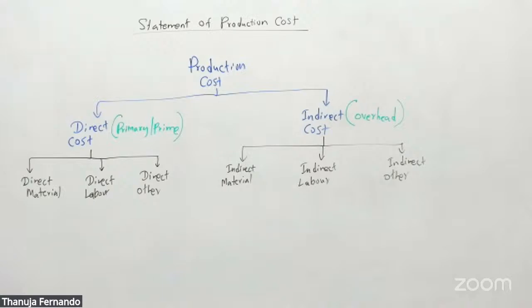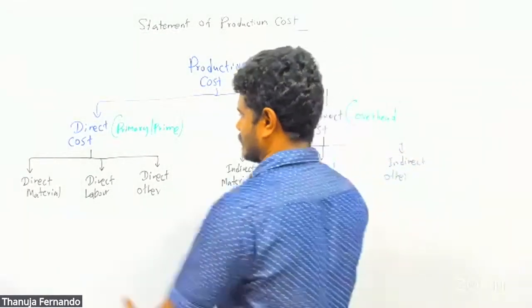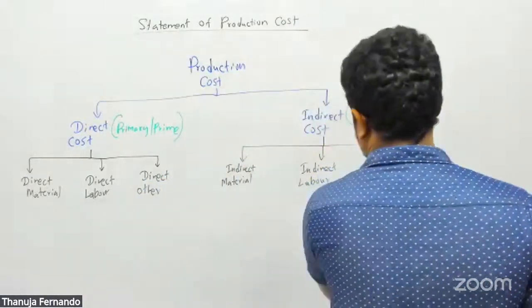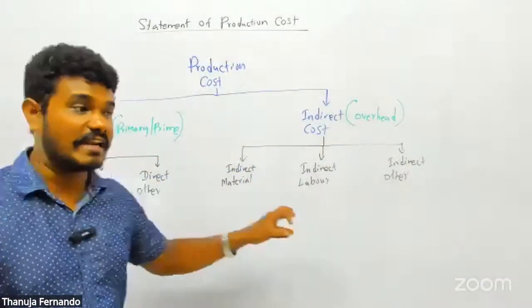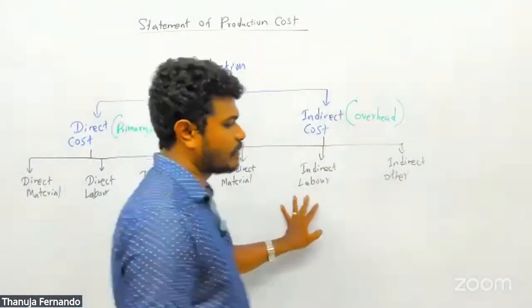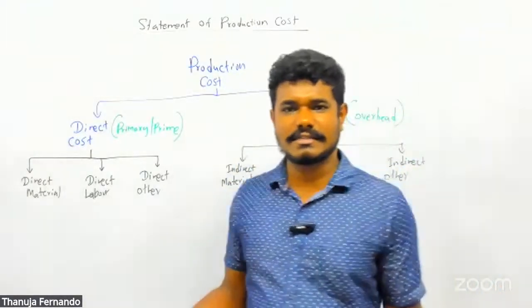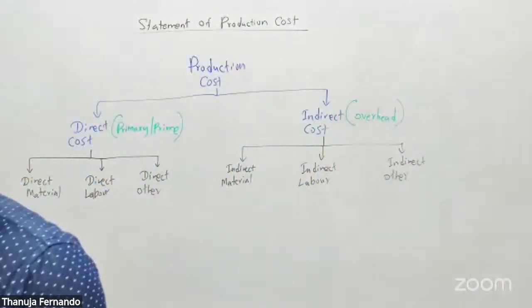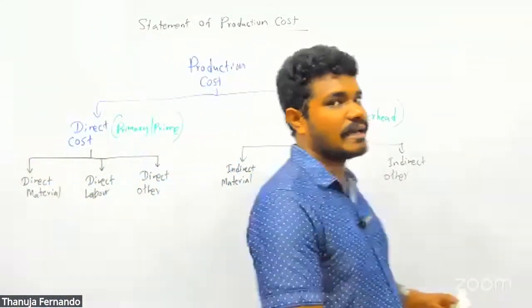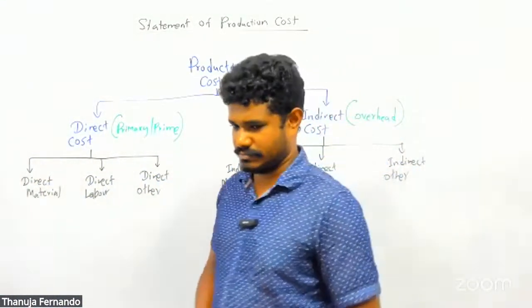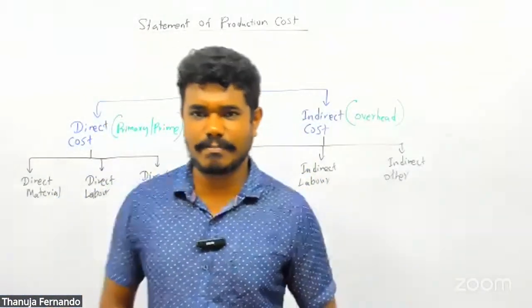Right. Okay. Then let's learn about these six. If you can identify these six accurately, if you can filter these six accurately, then there's nothing in this lesson. That's it. Okay then. Direct material, right? I'll explain with examples.